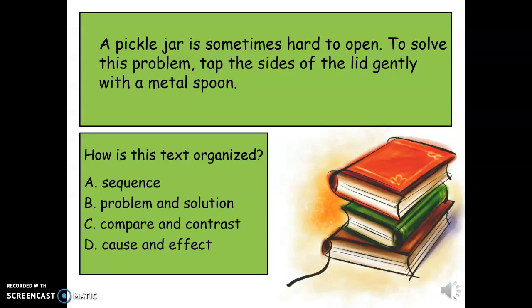So if something's hard to open, that seems like a problem. And in the very next sentence, I see 2 clue words that would help me be sure or give evidence to that structure. I see the word solve, and I also see the word problem. And when I look down at my answer choices, problem, solution, yes, this seems like a likely answer choice. Let me look at the other choices. Compare, contrast. Nope. Cause and effect. Nope. Problem and solution, as we can see, is our best answer choice here.